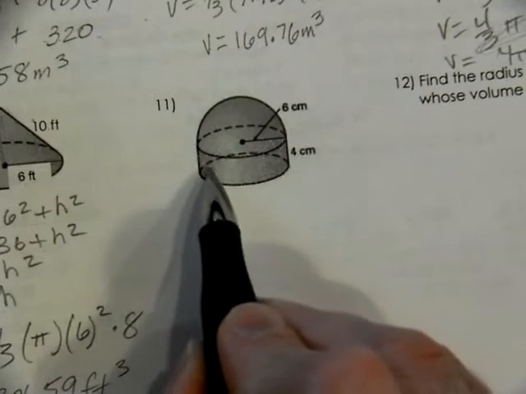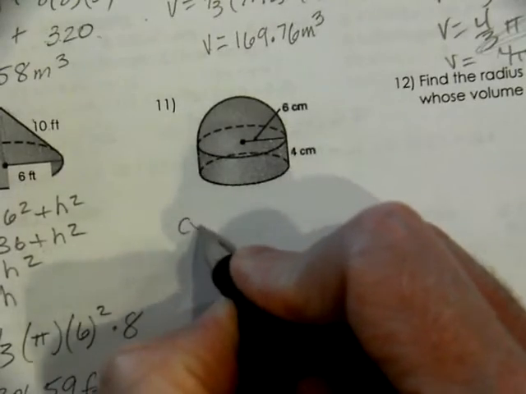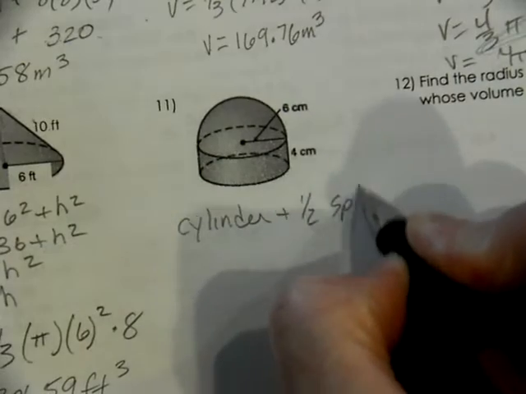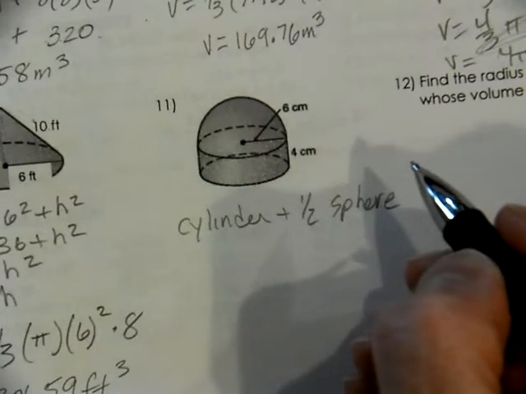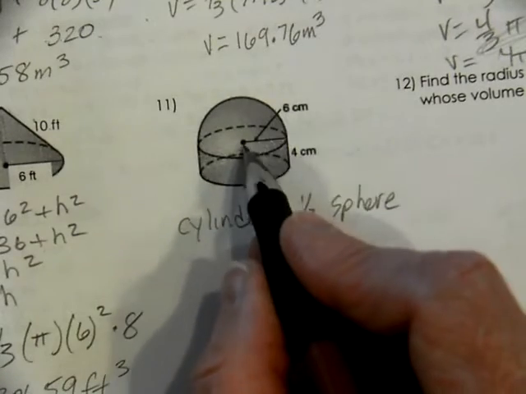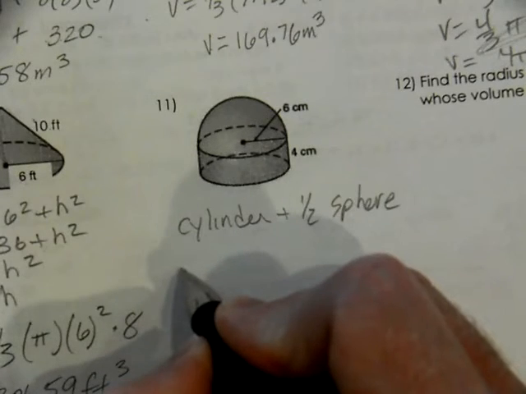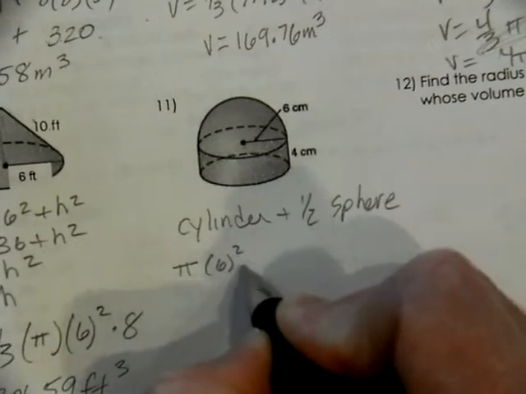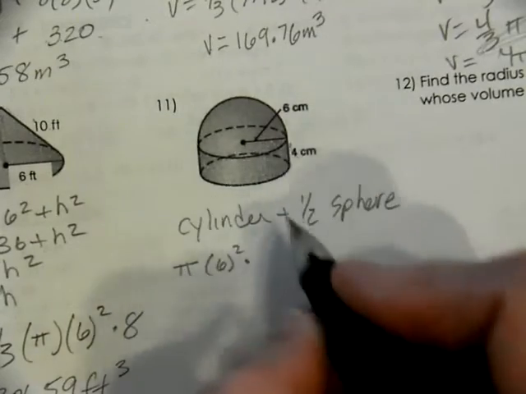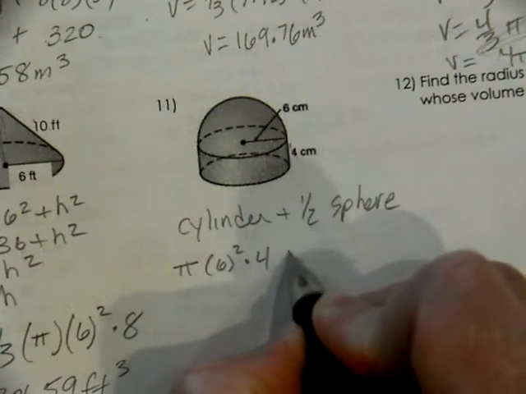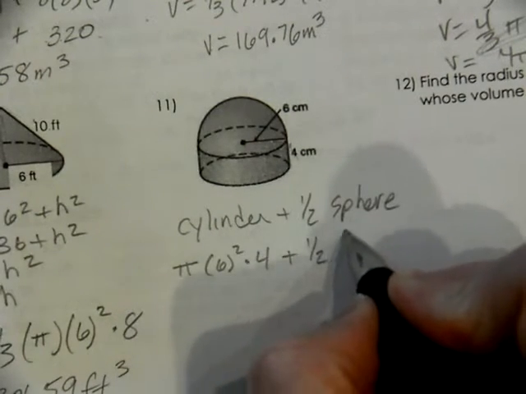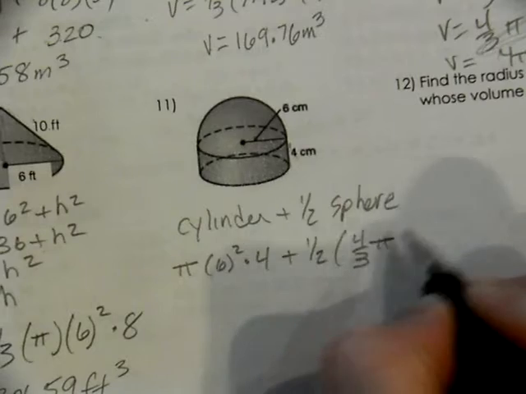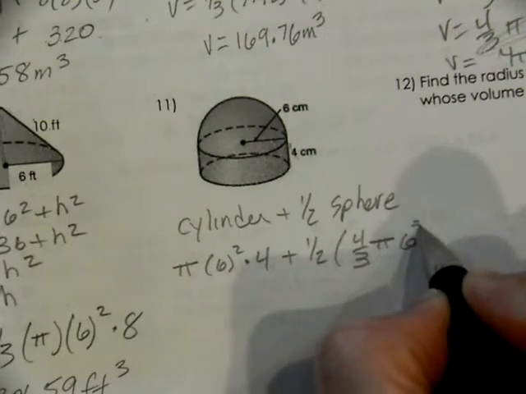Here we have a composite. We have a cylinder, plus we have half a sphere. We could call that a hemisphere. So the radius is 6. So our cylinder is pi 6 squared times the height of the cylinder is 4. And our sphere would be 4/3 pi r cubed.